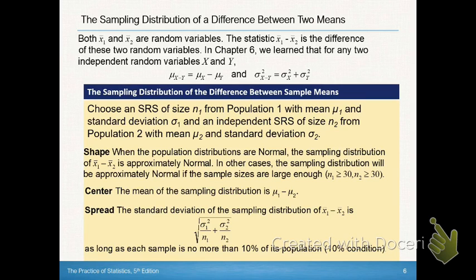Don't forget that that standard deviation formula will only work if we are either sampling with replacement or if our sample sizes are less than 1/10 of the population size.